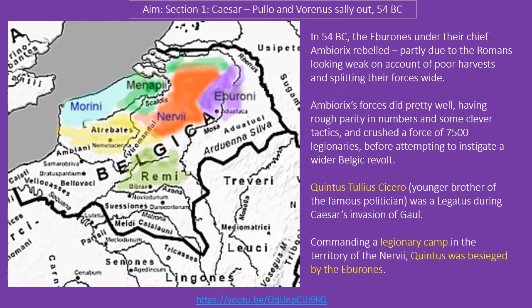We're very much starting in medias res. In 54 BC, the Eburones, one of the Belgic tribes previously conquered by Caesar, have rebelled, and they are now besieging the camp of Quintus Tullius Cicero, the younger brother of the famous politician. He's going to come up again in sections 9 and 10. Quintus is in a pretty bad position, and Caesar is describing the fairly heroic events of 2 of his centurions.